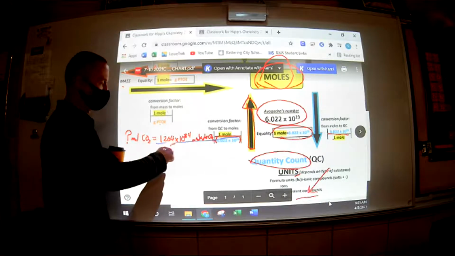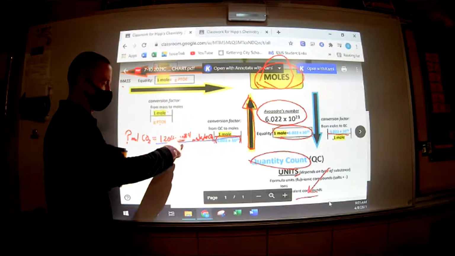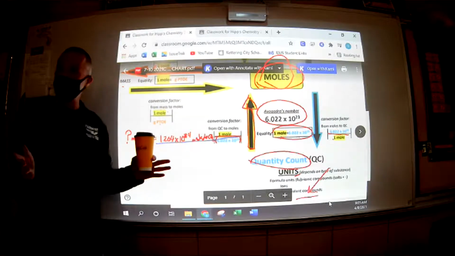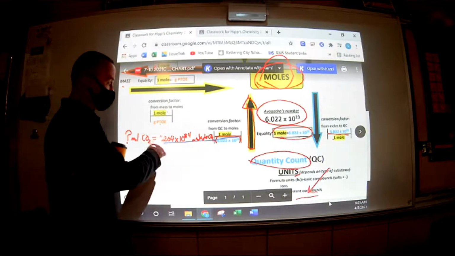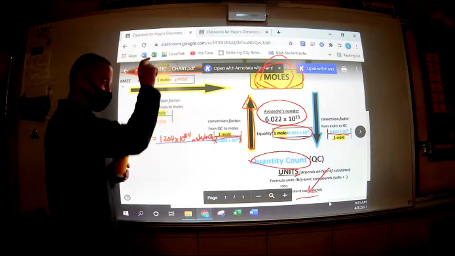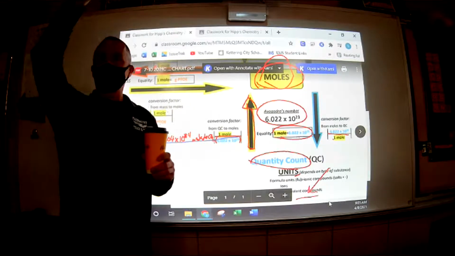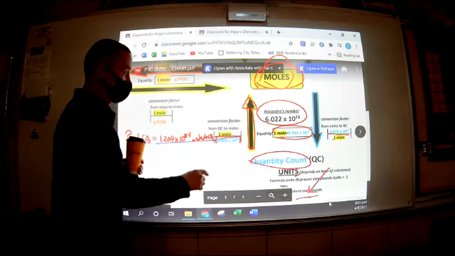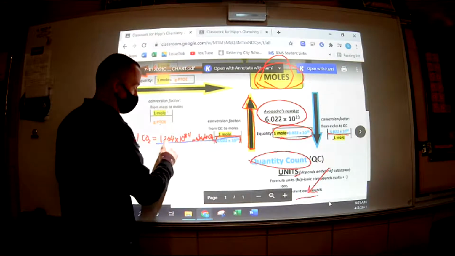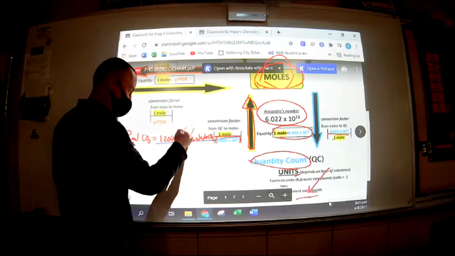1.204 times E to the 24. All right. Or you can use the caret. Some of your calculators have a caret. You can say 1.204 times 10 caret 24, the little thing. Or you can use E. Now, here's what you have to be careful of. You would take 1.204 times 10 caret 24.